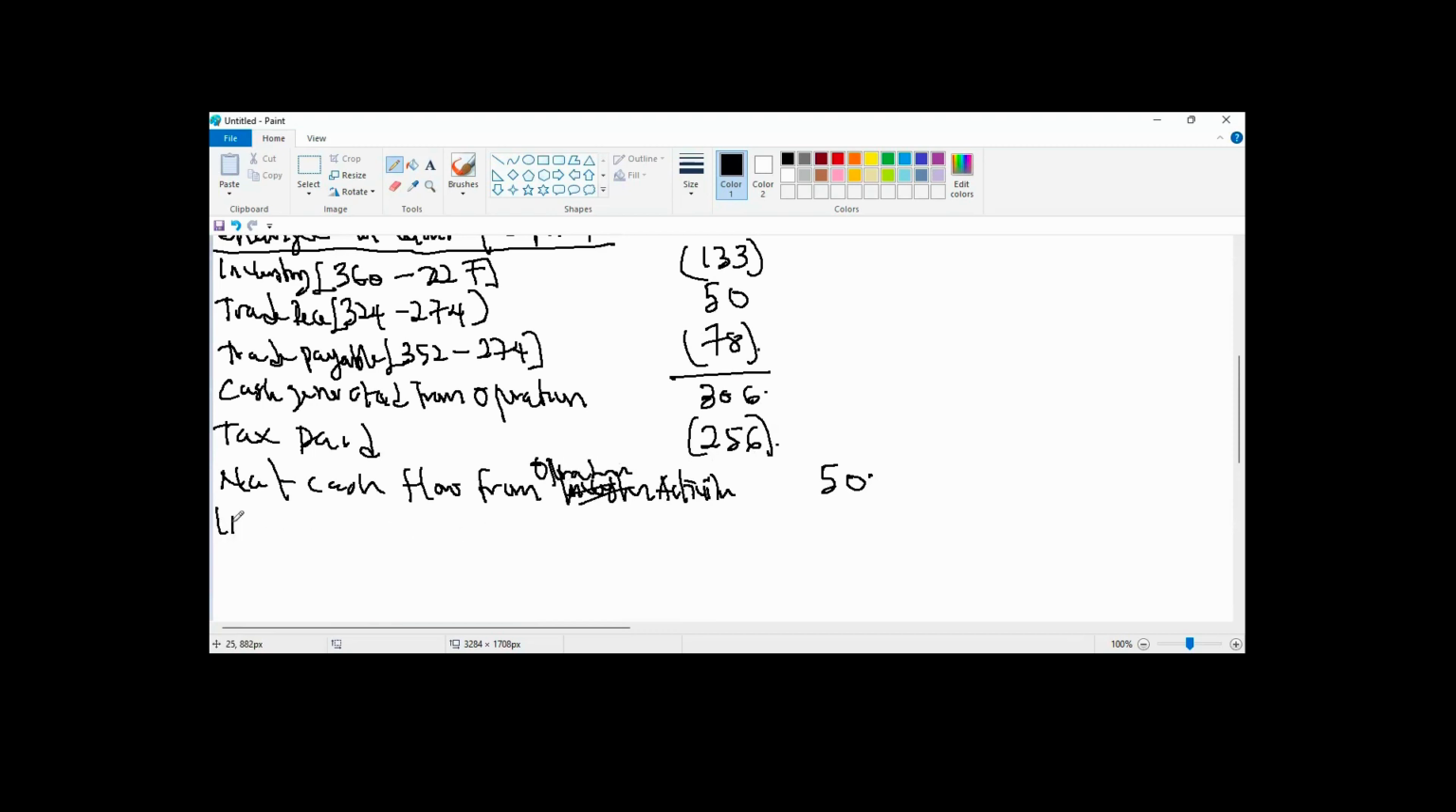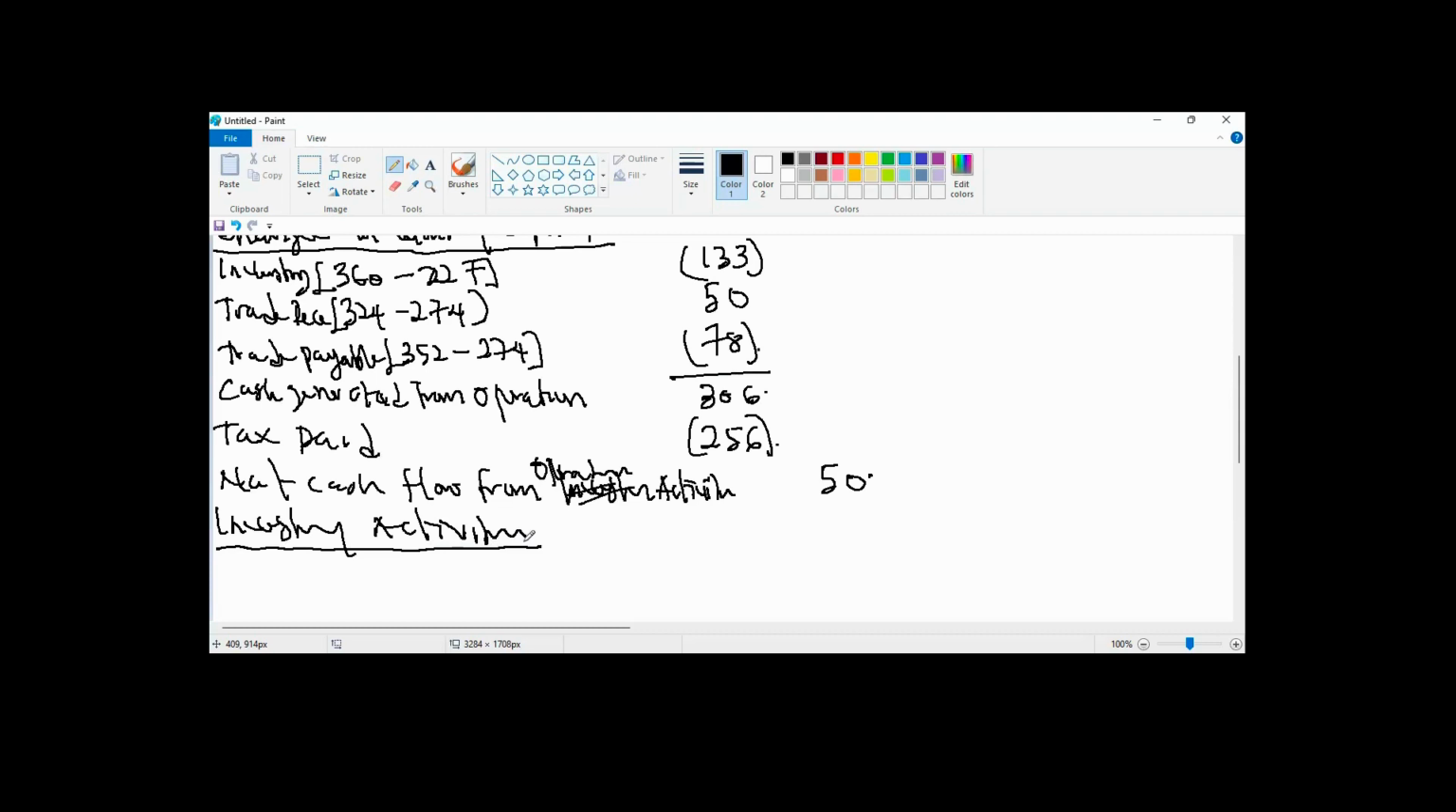When I go to investing, investing is the acquisition and disposal of non-current assets and investments. Don't forget, acquisition is English, disposal is English. What is acquisition? Buy and sell. Don't forget, it's only one we calculate. We don't calculate that selling.